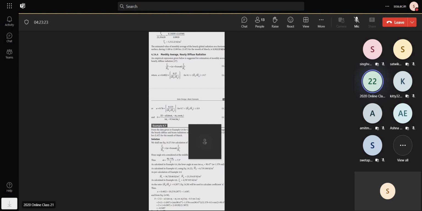When you have the formula, you will definitely get the answer. B equal to 2 into 1 minus A sin omega s minus omega s cos omega s divided by omega s minus 0.5 sin 2 omega s. Please give the heading monthly average hourly diffuse radiation and please write down these 4 equations.